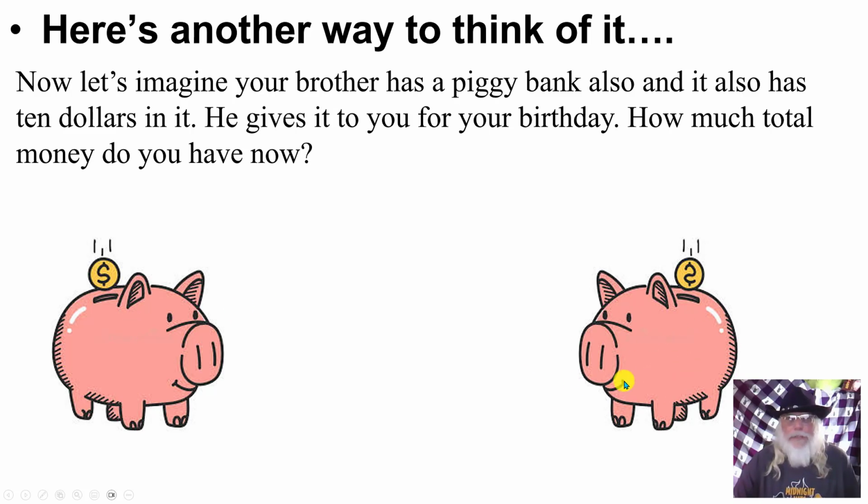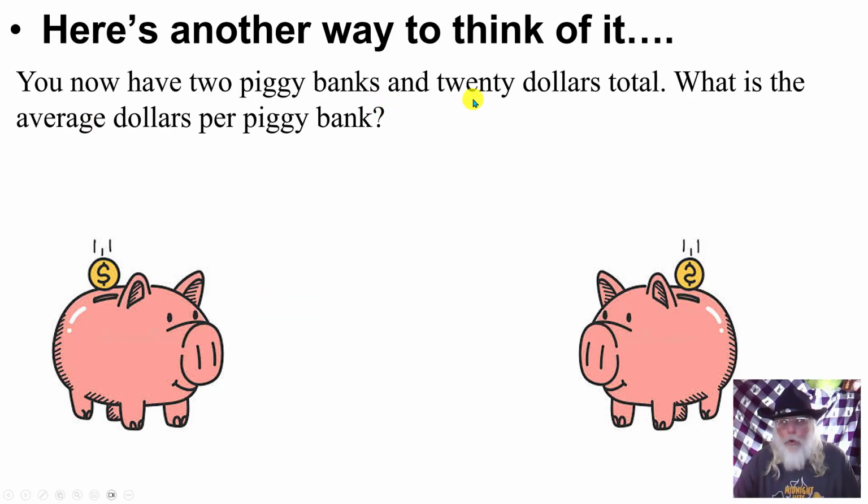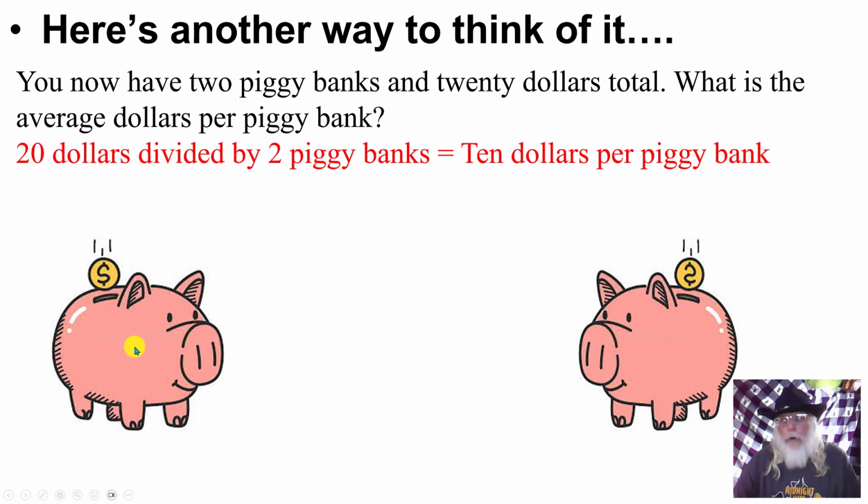Now, let's imagine your brother has another piggy bank. It also has $10 in it, and he gives it to you for your birthday. Isn't that fantastic? How much total money do you have now? Well, you had first piggy bank has $10. The second piggy bank also has $10. So now we have $20. Cha-ching. All right, $20 in two banks. So $20 in two banks would be the total. So that would be like the total thermal energy, as thermal energy is the total kinetic energy in an object. So particles and speed is total.